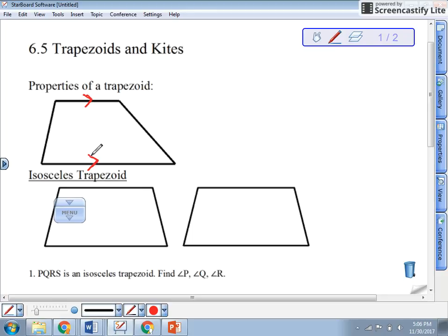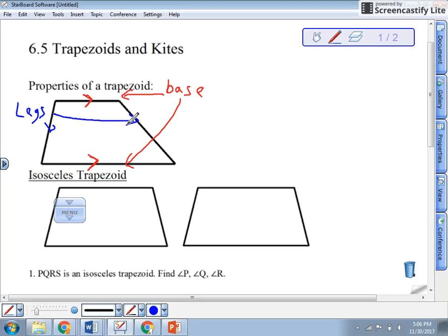We call the parallel sides the bases. All right, the bases are the parallel sides. And then what do we call the other sides? Well, we call the other two sides the legs. So this is a leg, and that is a leg of a trapezoid.